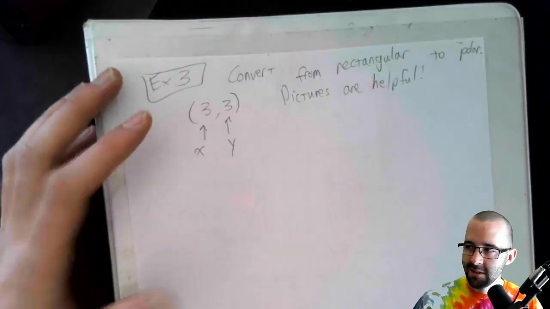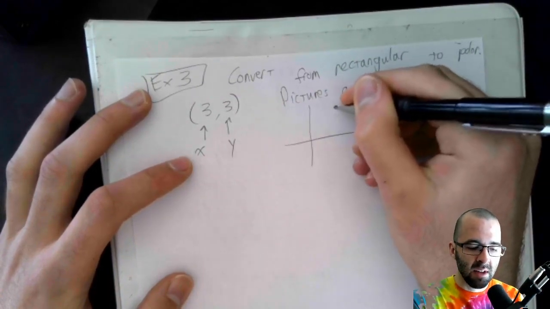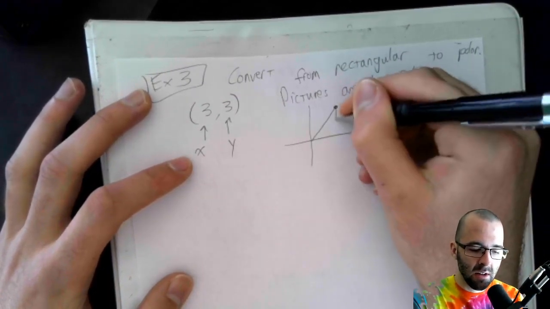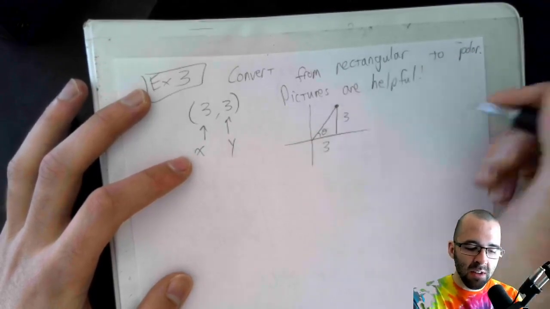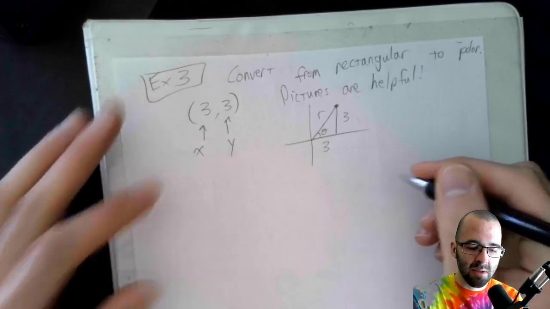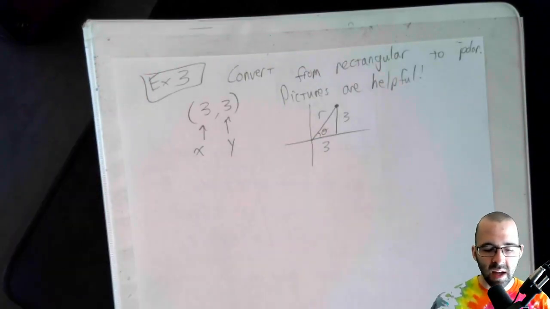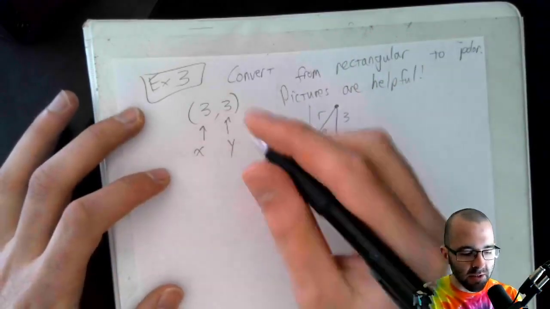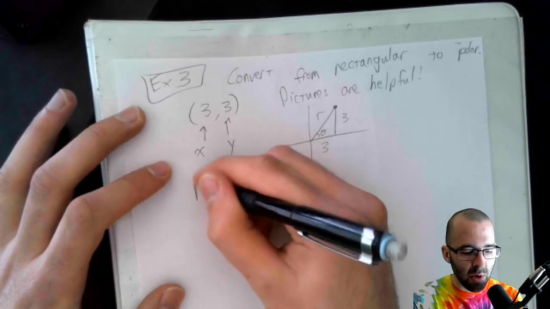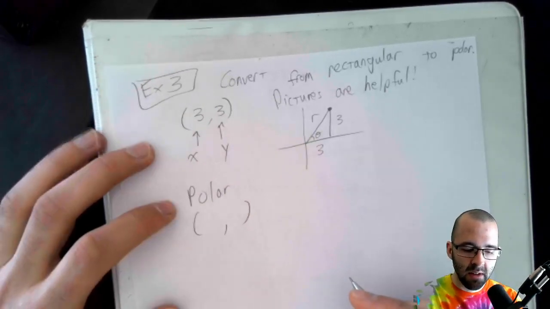What kind of picture? A triangle. All right. So 3, 3, say that's right here. The y coordinate is 3, the x coordinate is 3. We need to know what is this angle and what is the hypotenuse. Well, we'll use Pythagorean theorem and we can use some trig.